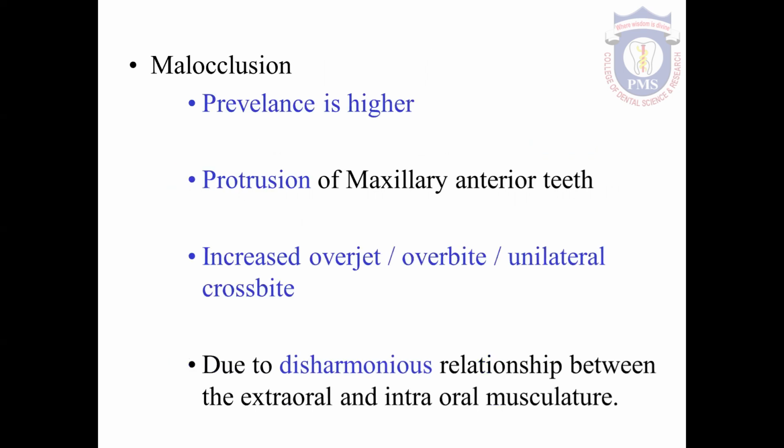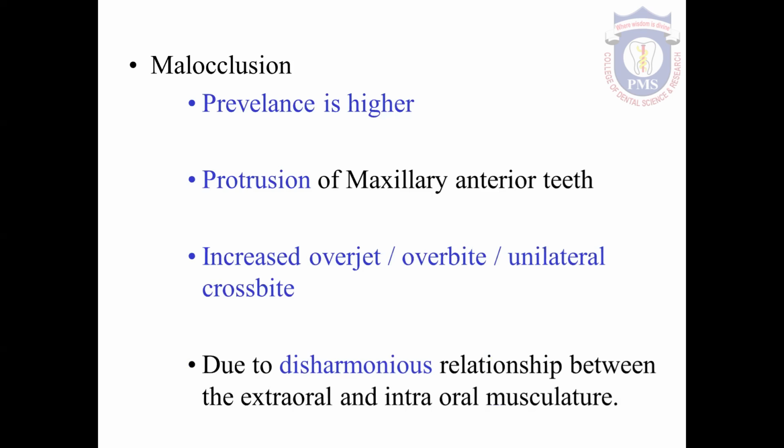Malocclusion also will be highly prevalent. That is the class 2 type of malocclusion, skeletal, that is, protrusion of the maxillary anterior teeth can be seen. Increased overjet and unilateral crossbite. If one side of the maxilla and mandible is affected, the child may not be chewing on that side, which leads to unilateral crossbites.